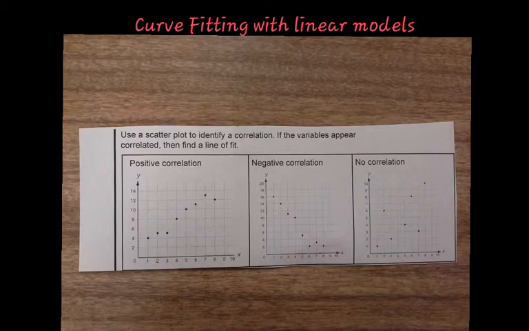Negative correlation is when you have a line going downhill from left to right. And no correlation is when the points are scattered around. You cannot make a line when you connect them, so there's no relationship between the two variables.